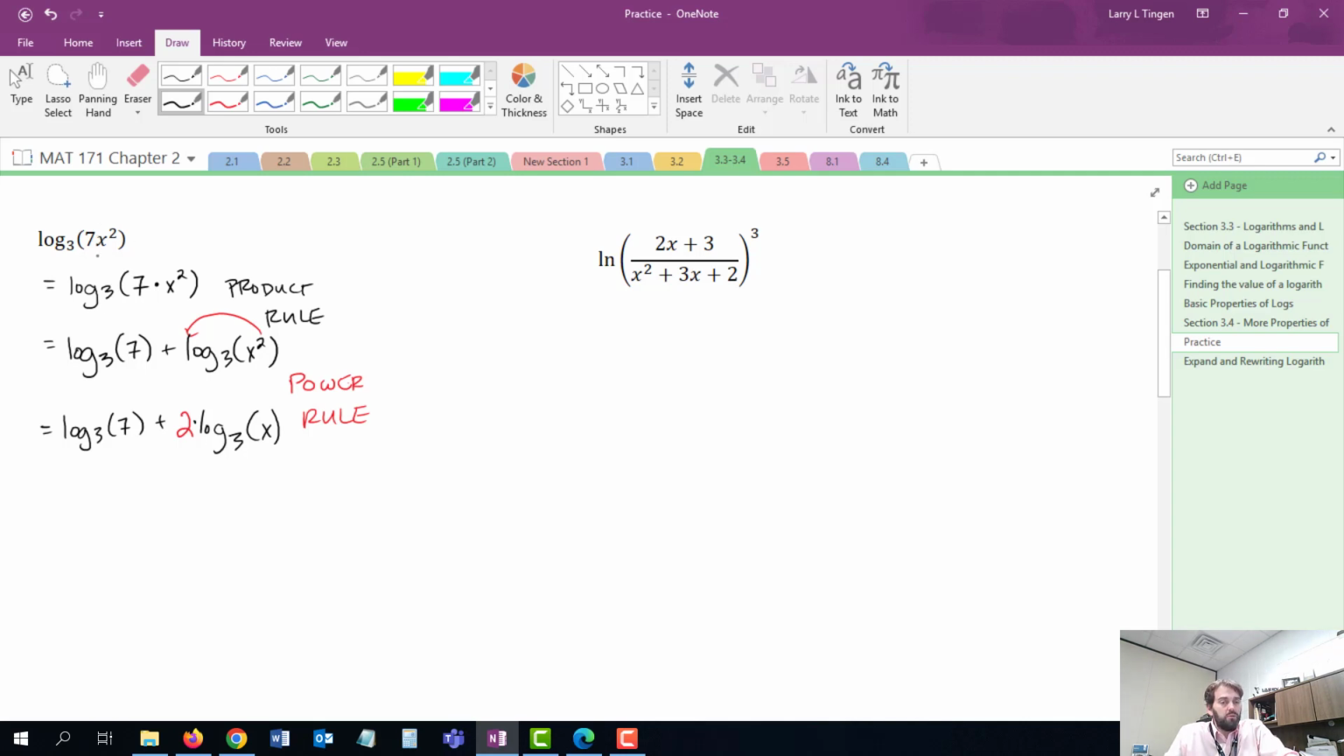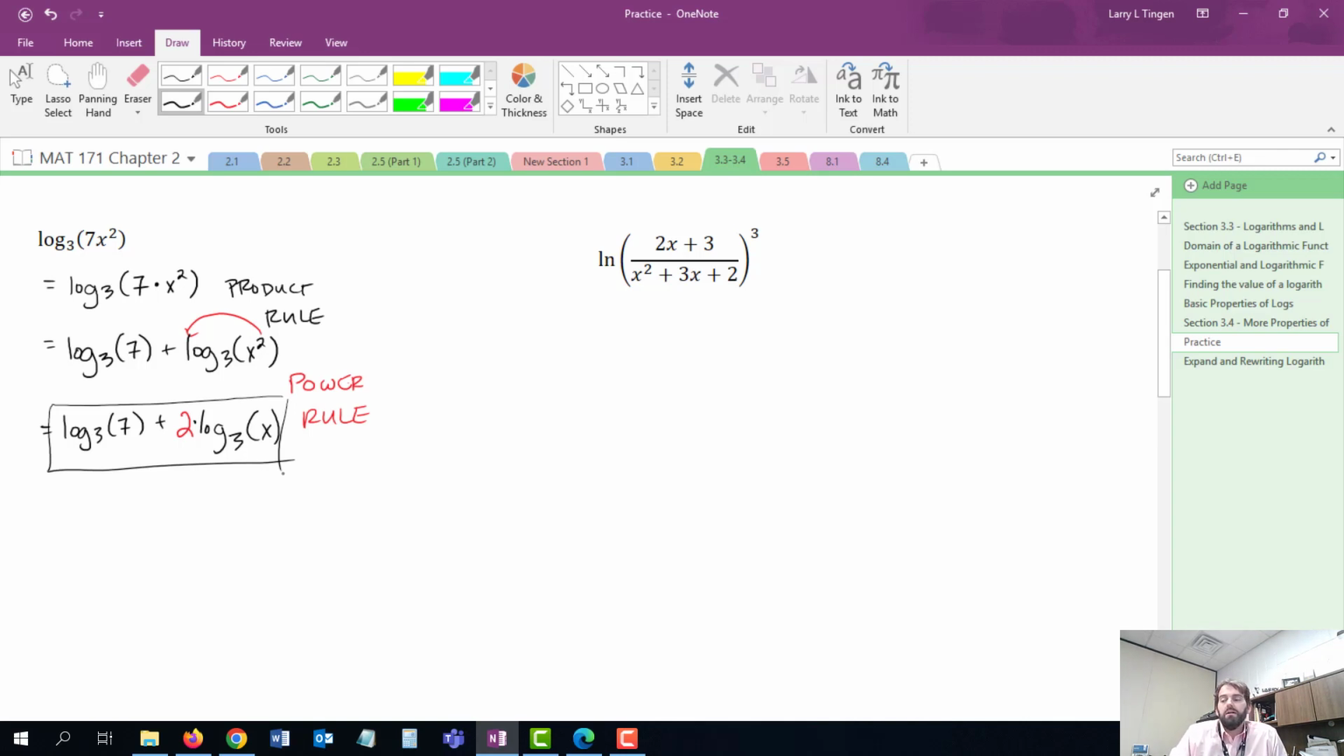Well, I started out with a combined log, written as one log. I've broken them up. Log base 3 of 7. There's no multiplication on the inside. There's no division on the inside, and there's nothing raised to a power left. Other term, nothing, no addition inside, no subtraction inside, no power on the inside. If the answer to both of those is no, then you're done.